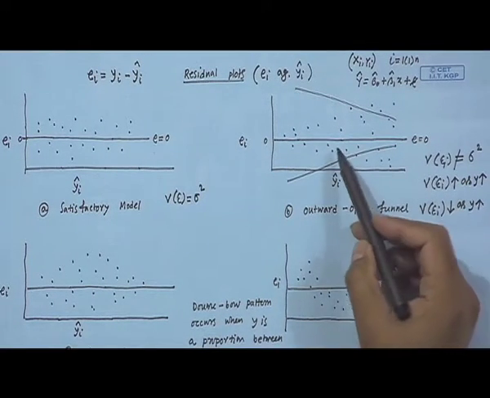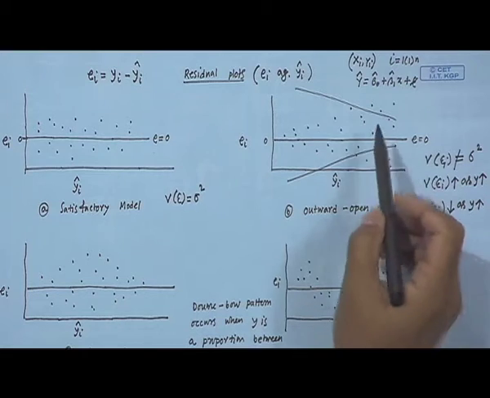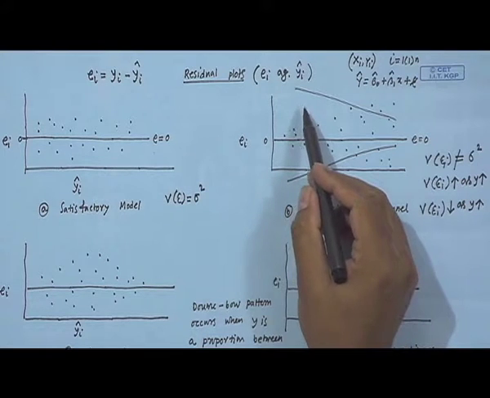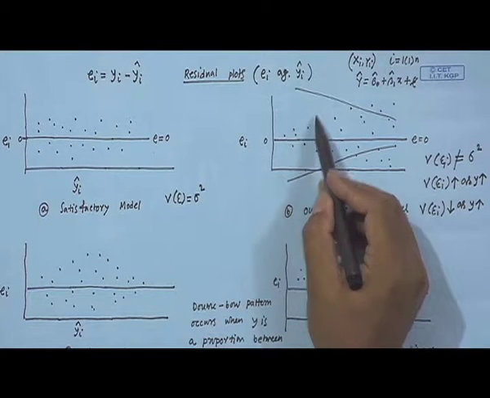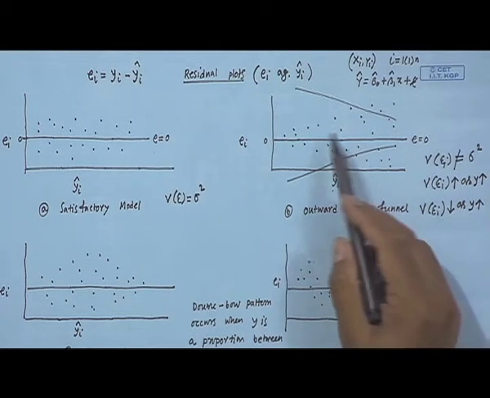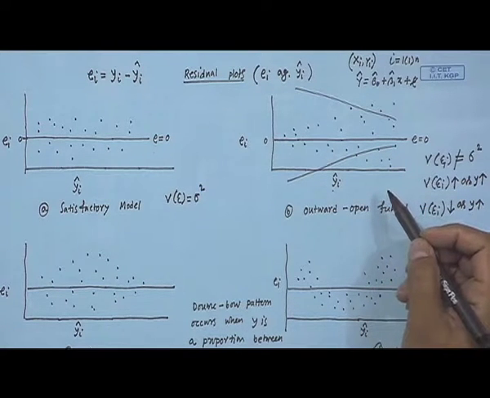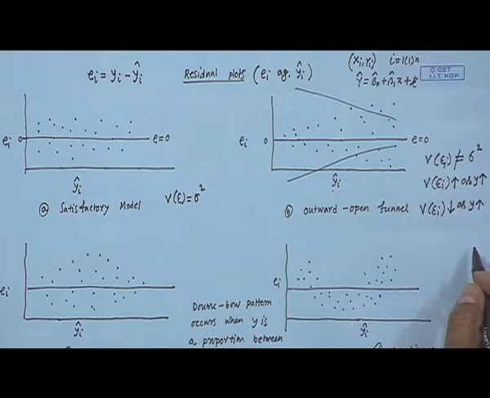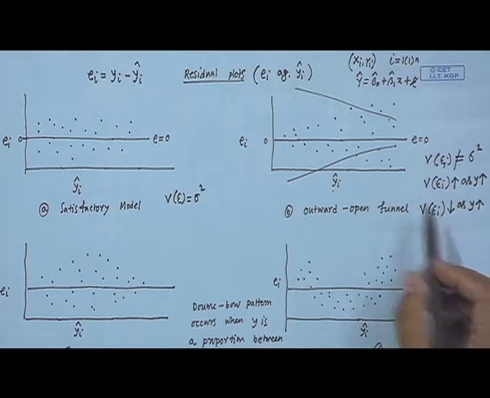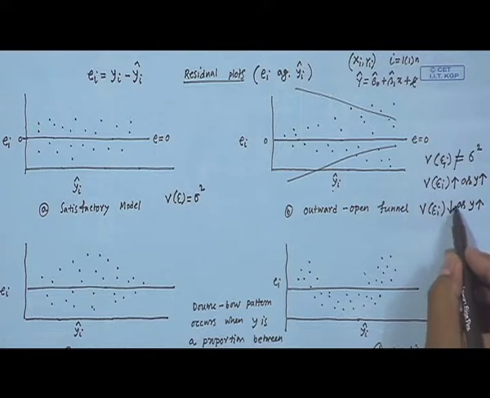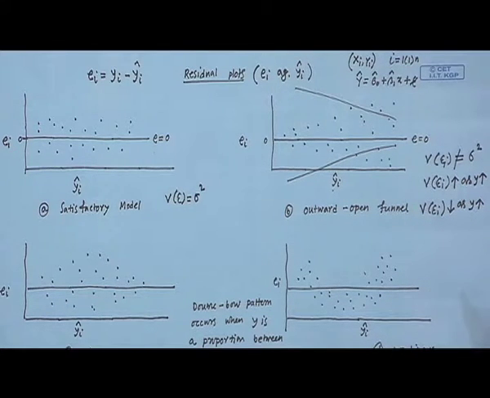Now, instead of this outward open funnel, it could be like an inward open funnel. That means e i, the residual, decreases as y i hat increases. So, in that case also the constant variance assumption is not satisfied, and in case of the inward open funnel, we say that the variance of epsilon i decreases as y increases.